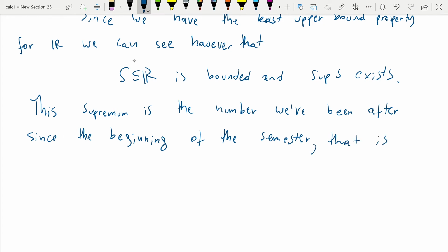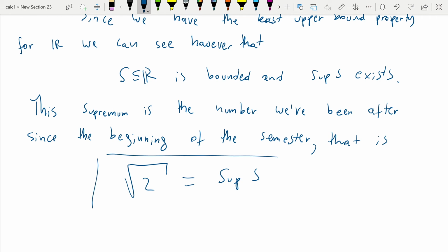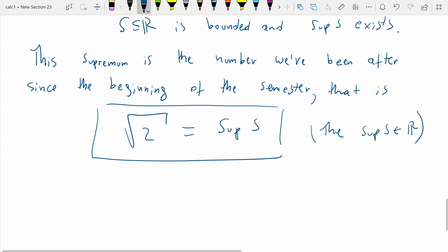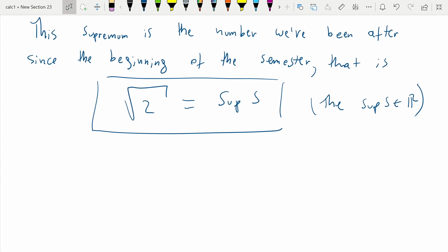That is square root 2, is equal to the supremum of S. And the supremum in R, which exists in R. The supremum of S exists in R. So that's the first accomplishment we'll mention. And how do you prove it?